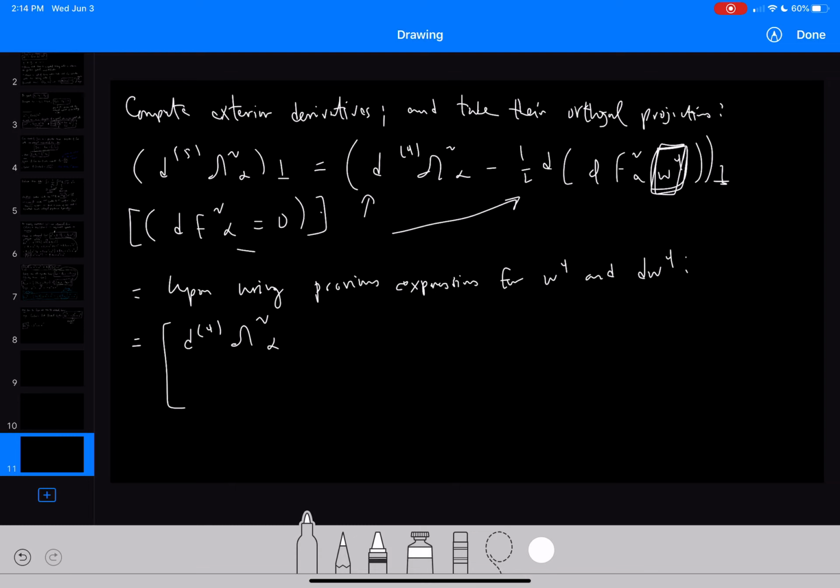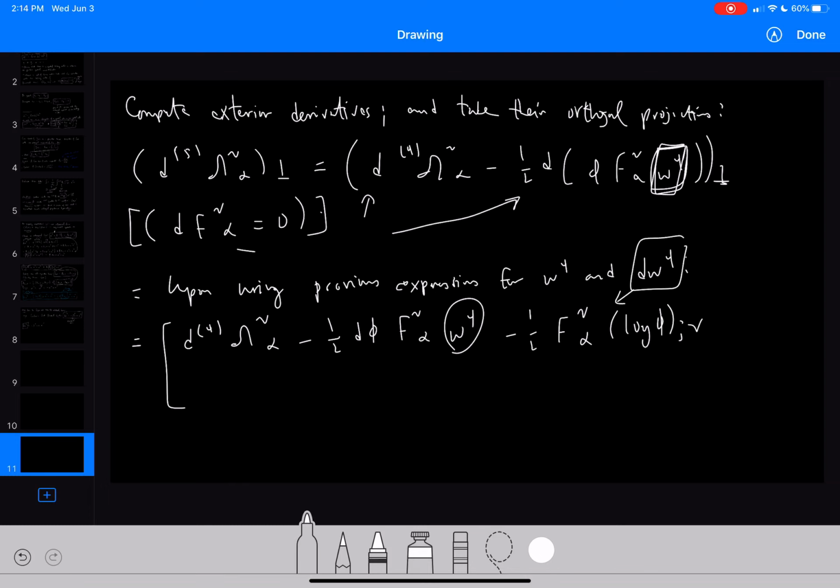So this is nu alpha minus a half d phi f v alpha omega 4. So we have an omega 4 component. So that is a hint to use what we previously have derived. And this is minus a half Faraday tensor nu alpha, and then here's once again log phi. So you can see that I've already put in my expression previously derived from dw4, and that's where the log phi covariant derivative shows up again.